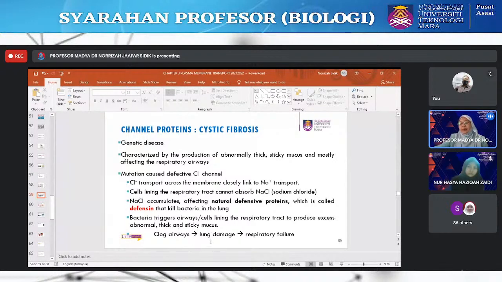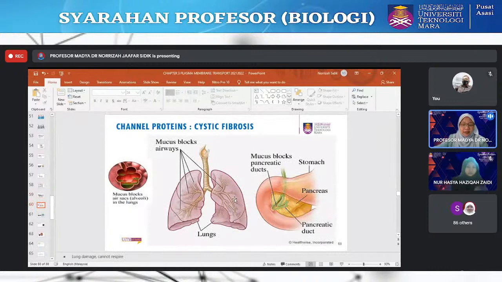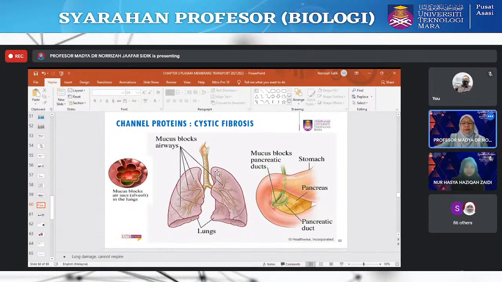This will damage the lung, and there is a failure of respiration. Okay, so you can see here the mucus blocks the air sacs. These are the alveoli in the lungs. The mucus blocks the air sacs, and also the mucus blocks the airways of the respiratory system.